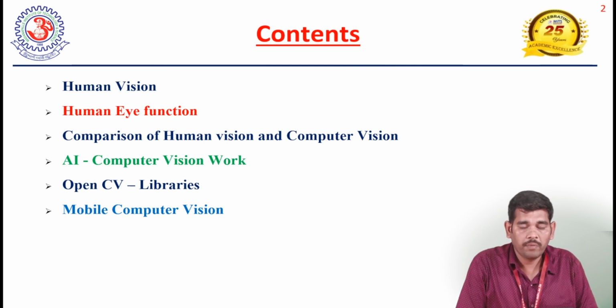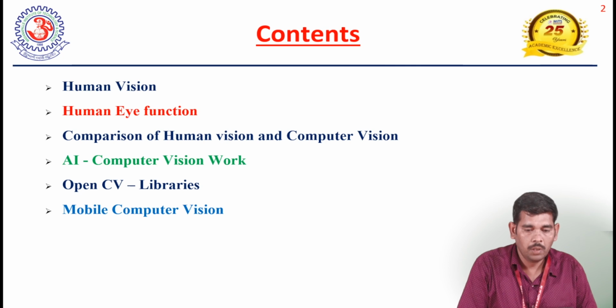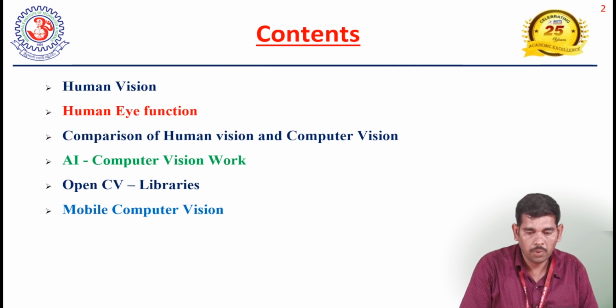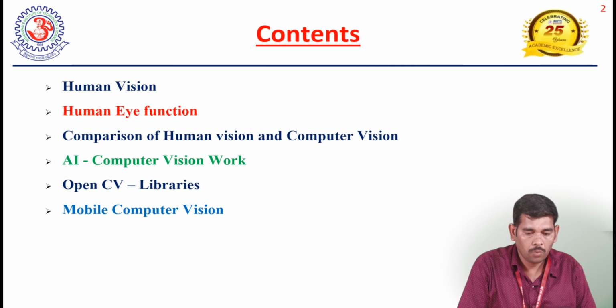The content of computer vision. The first topic is human vision. Second topic, human vision functions. Third topic, comparison of human vision and computer vision. And AI, computer vision work. The fifth one is OpenCV libraries. OpenCV means Open Computer Vision Libraries. The final topic, mobile computer vision.